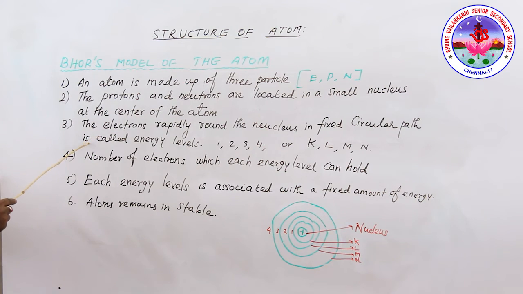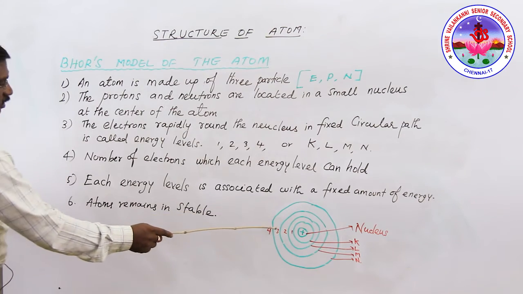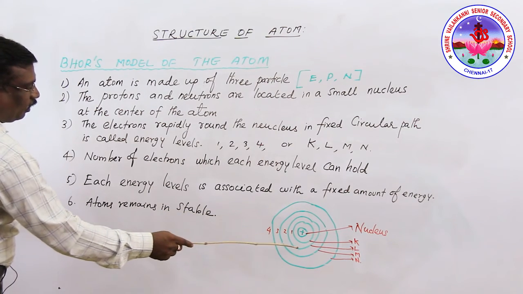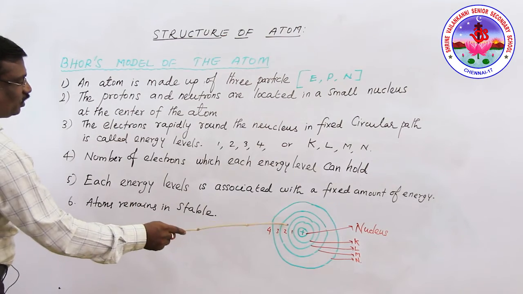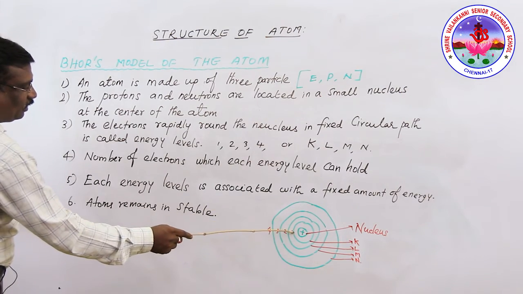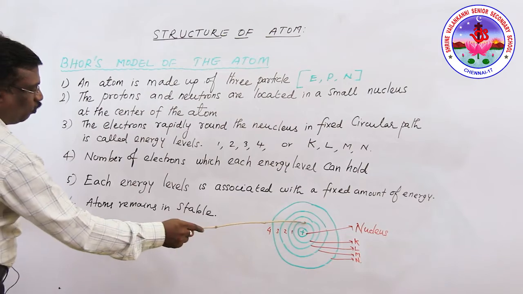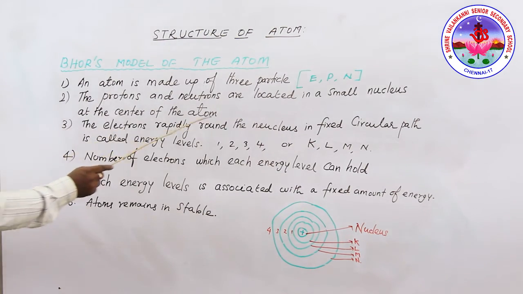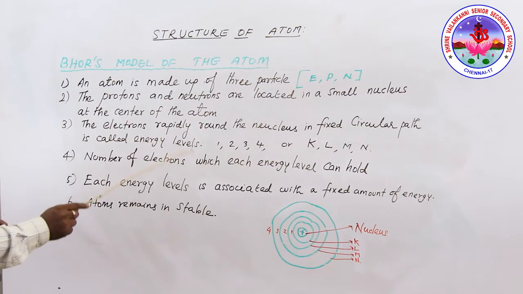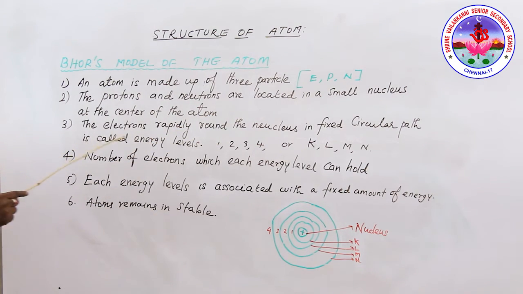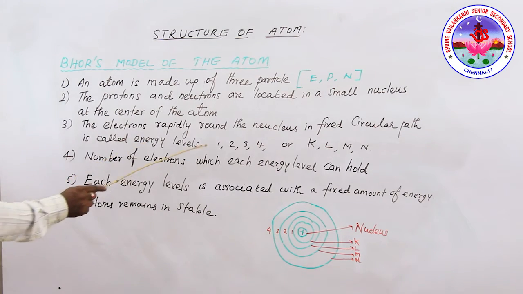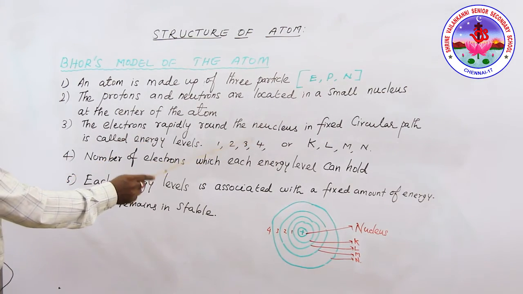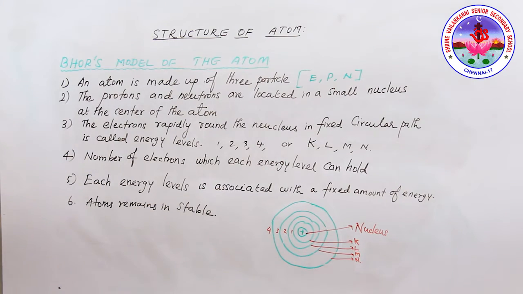Next one, the energy level. The electrons move rapidly around the nucleus. You know very well all the electrons are rapidly moving through the K shell, L shell, M shell and N shell. So each and every shell is used for the circulation of electrons. The electrons move rapidly around the nucleus in fixed circular paths. It's called the energy level. The energy levels are named 1, 2, 3, 4, or named K, L, M and N.